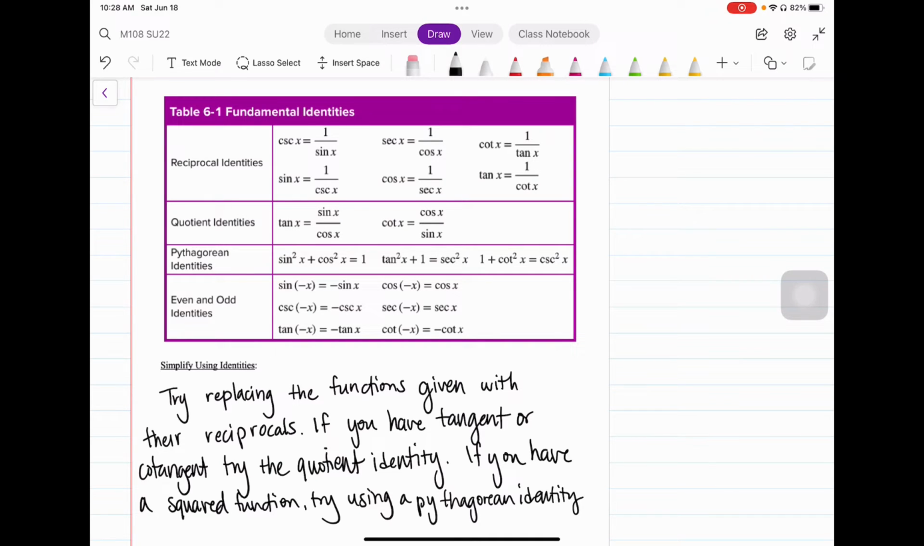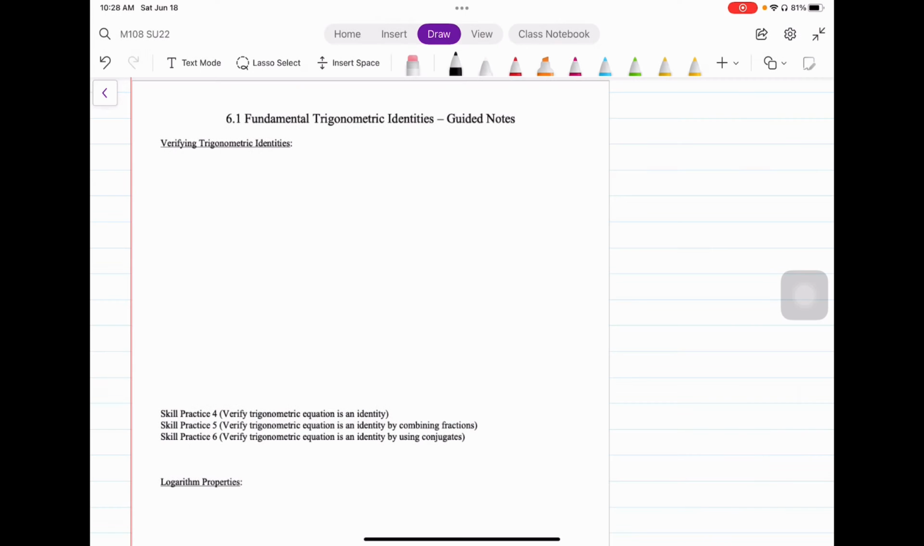Let's talk about verifying identities now. There is a method to verifying trigonometric identities. You typically work with one side of the equation and try and get it to look like the other side of the equation, and you'll work with the more complicated side. Then you look for opportunities to apply the identities.